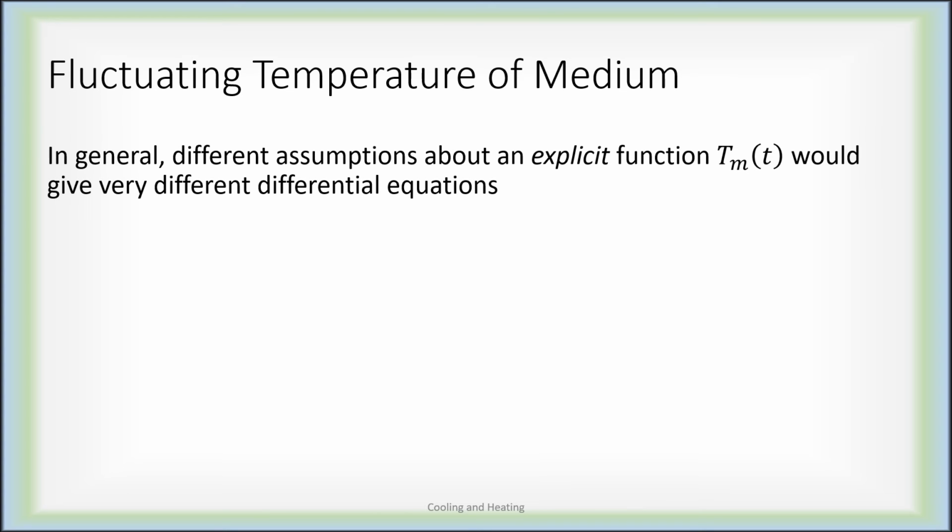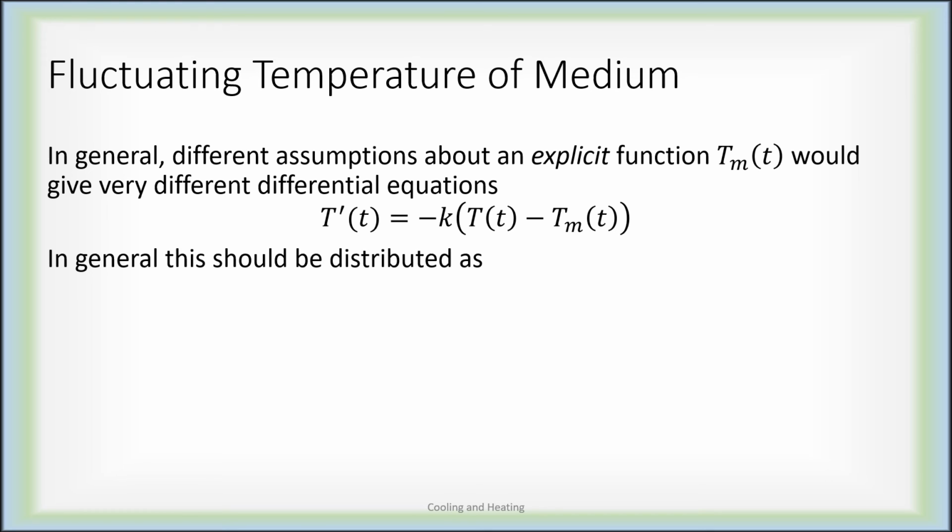So in general, if we change our assumptions about the explicit function T sub m, we get very different differential equations. So here's the differential equation we set up, but now T sub m depends on t, time. What it doesn't depend on is capital T, the temperature of the object. In general, however, you would distribute this out and rearrange to get the following nice, clear, linear first-order differential equation. We have capital T prime plus a constant times capital T equals, and on the right we get some function of lowercase t, some function of time. So the temperature of the medium times some constant becomes our forcing function.